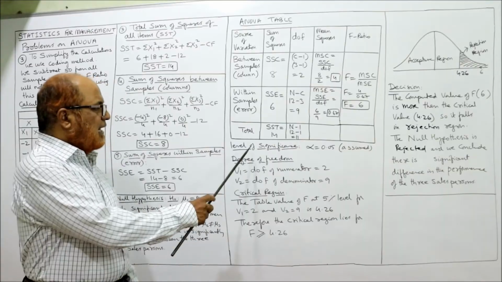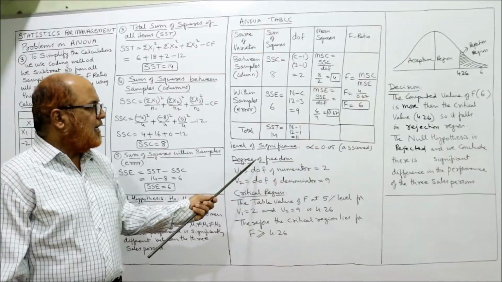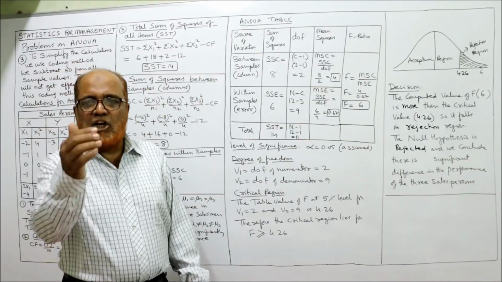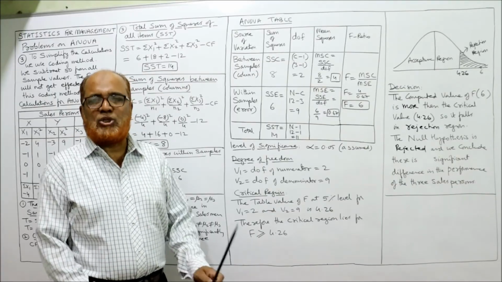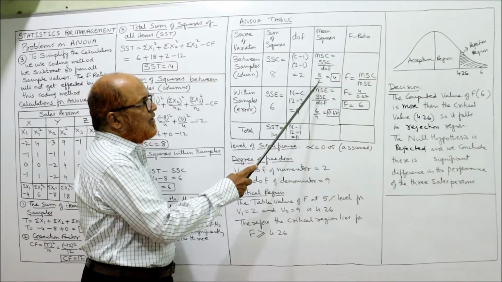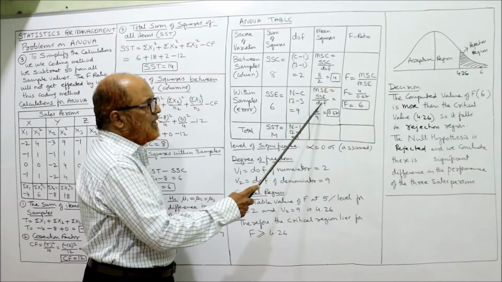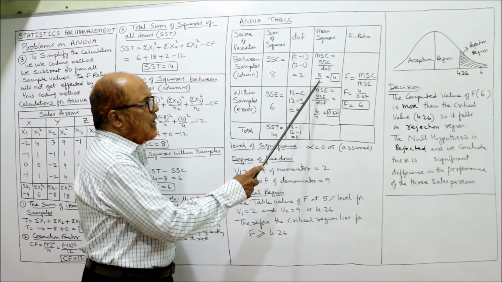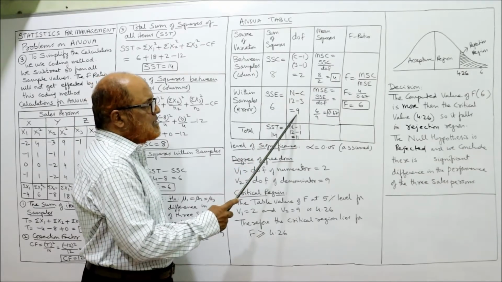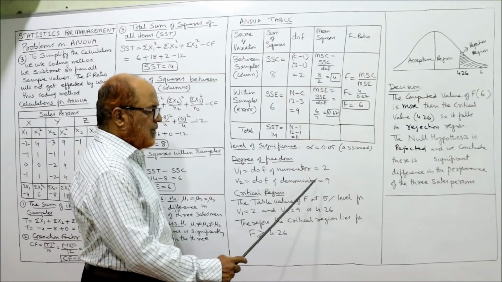Now we proceed. Level of significance 0.05. Nothing is given, so I have assumed 0.05. The numerator degree of freedom is V1 and the denominator degree of freedom is V2. The numerator is MSC, whose degree of freedom is 2. The denominator is MSE, whose degree of freedom is 9. So V1 is equal to 2 and V2 is equal to 9.